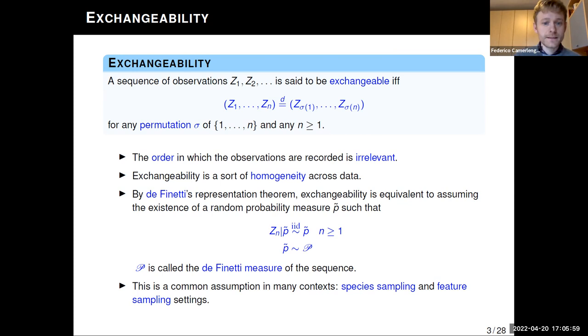Thanks to the de Finetti representation theorem, exchangeability is equivalent to assuming the existence of a random probability measure P tilde, conditionally on which the sequence of observations is independent and identically distributed as P tilde. And the distribution of P tilde is called the de Finetti measure of the sequence. Exchangeability, as I said, is a common assumption in several frameworks, for example, in the context of species and feature sampling models.